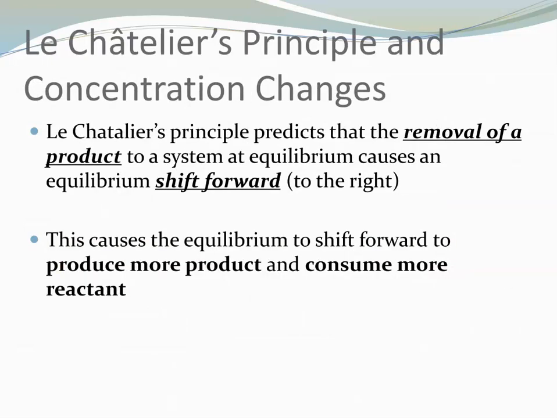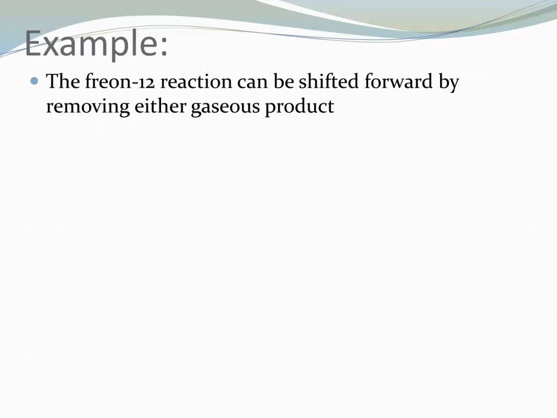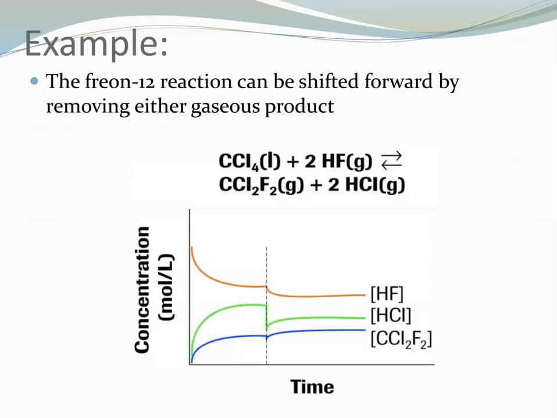According to Le Chatelier's principle, when product is removed, equilibrium will shift to the right. This is a result of the system making an effort to recover the loss of the product. In doing so, more of the reactant will be used up. If we want to move equilibrium to the right, either of the gaseous products could be removed.